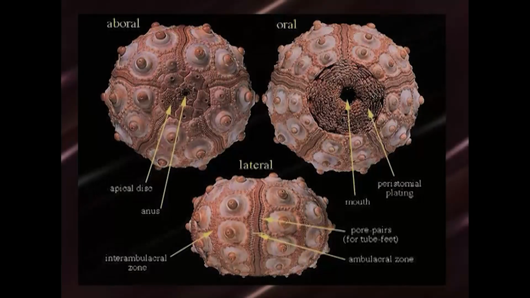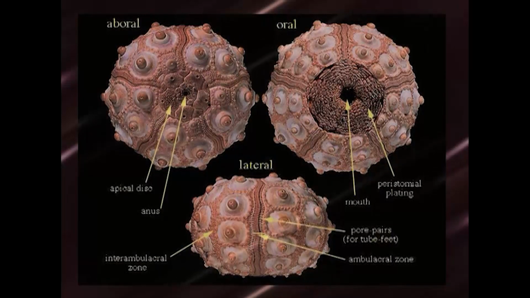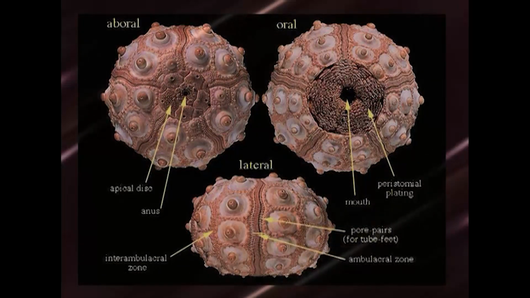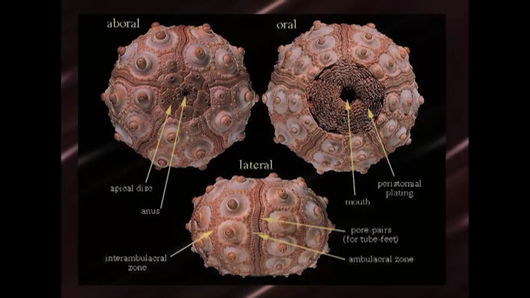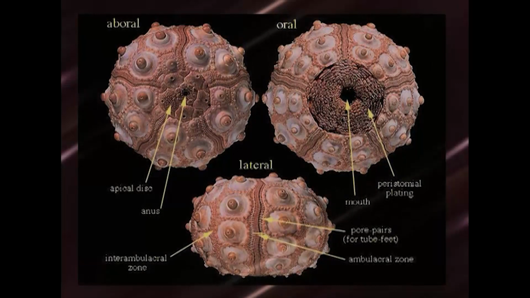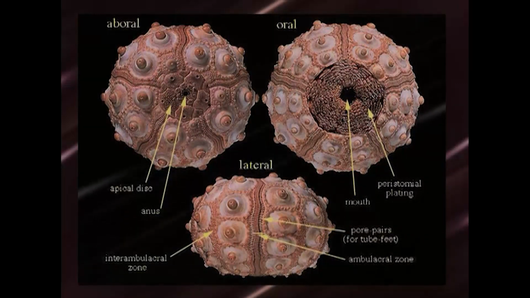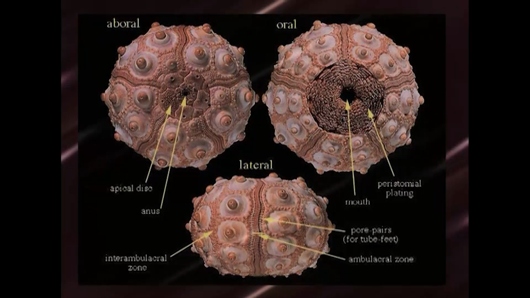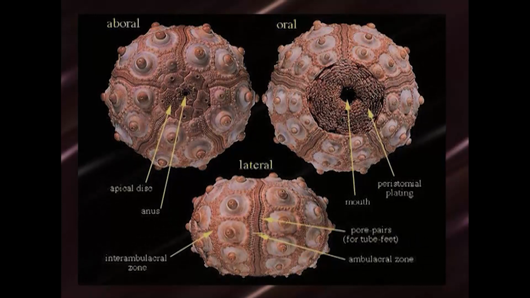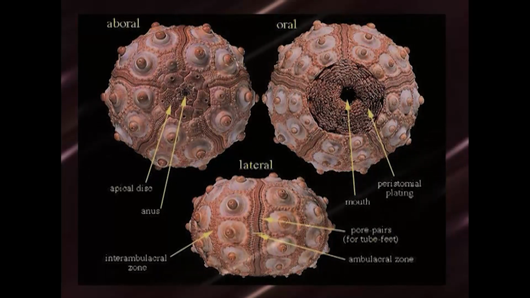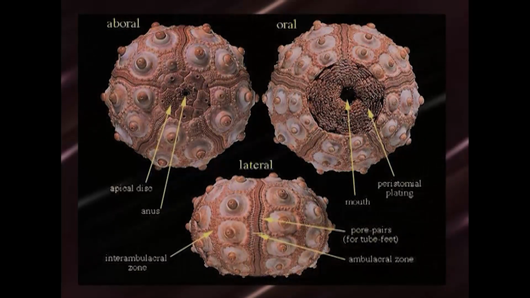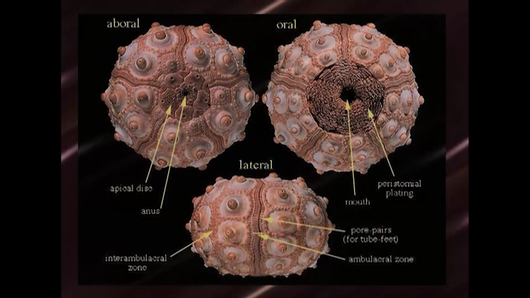In the test, we may distinguish three parts: a small patch of plates placed at the summit known as the apical disc or apical system, the main part of the test termed the corona, and the part between the mouth and the lower margin of the corona, which usually bears plates and is known as the peristome.